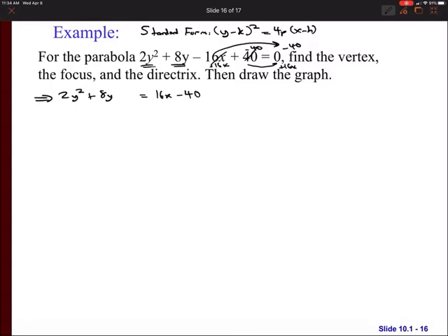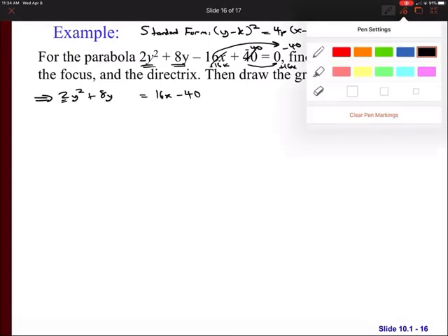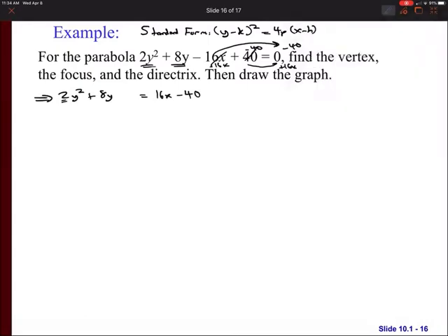Now, before we can create the square, notice my coefficient of y squared is 2. Well, we want it to be 1. So let's go ahead and make that 1. What I'm going to do is divide out on both sides. Let's divide this 2 out, so we'll make it a 1. As we do that, now we've got our equation that would read y squared plus 4y equal to 8x minus 20. All right, dividing the 2 out.